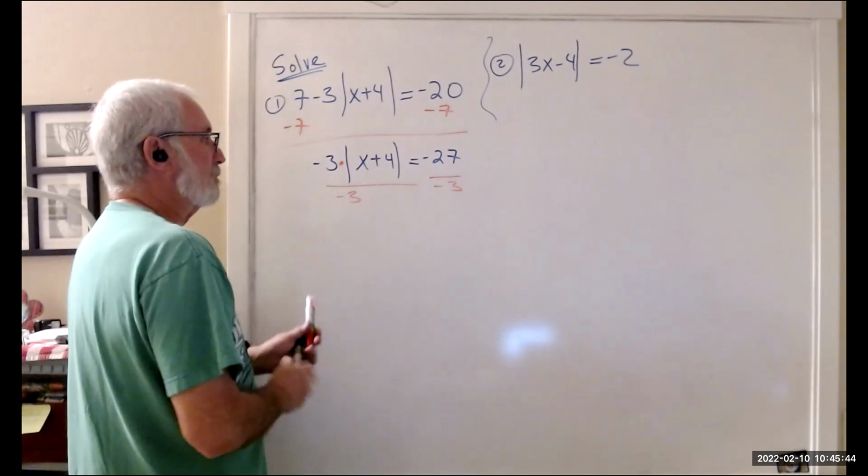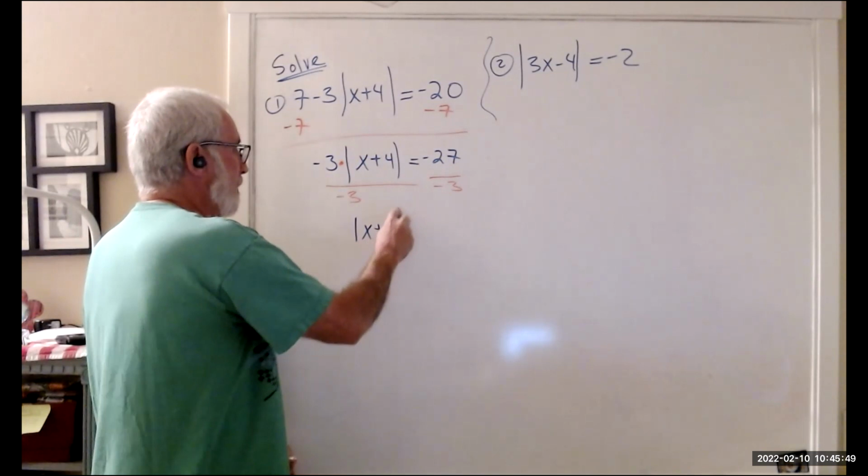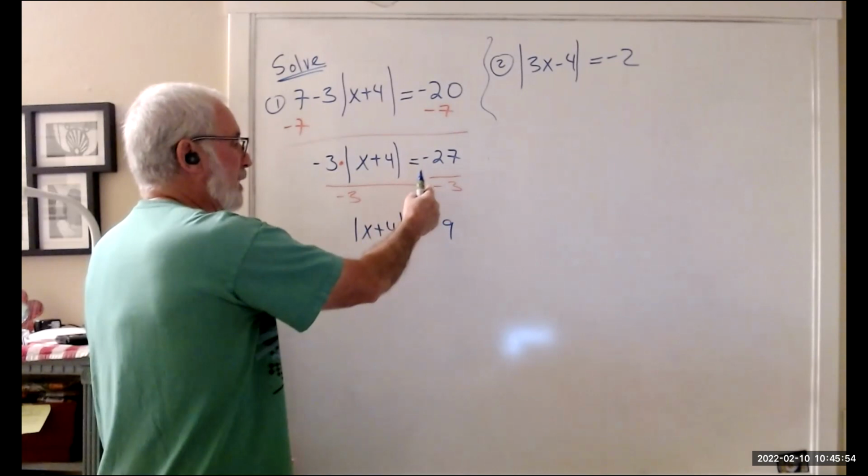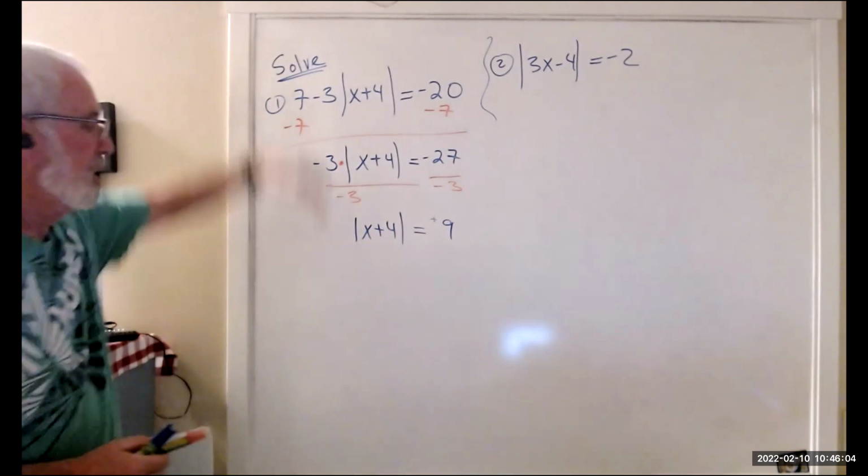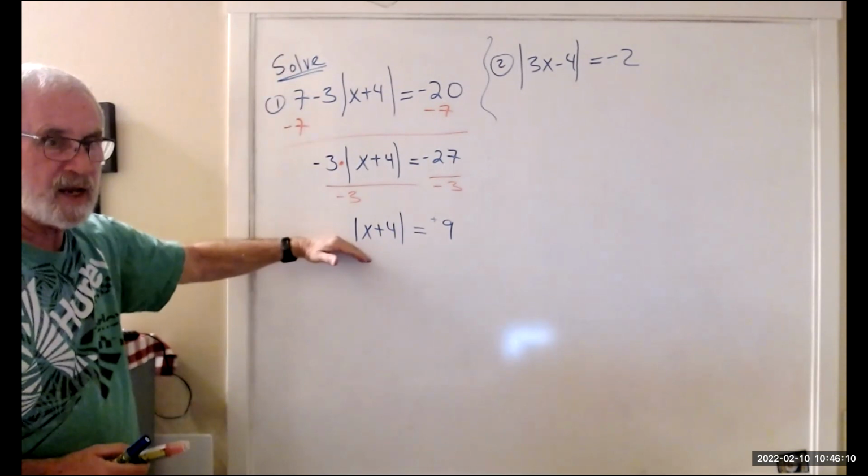So after everybody gets wiped out, we get the absolute value of x plus 4 equals 27 divided by 3 is 9. Negative divided by negative is positive. We don't need the positive symbol. So that would be everybody's first step. If I was to look at a quiz or a test, I would look to see, did you go from this problem to this? That would be a key step along your work. Did you isolate the absolute value symbol?